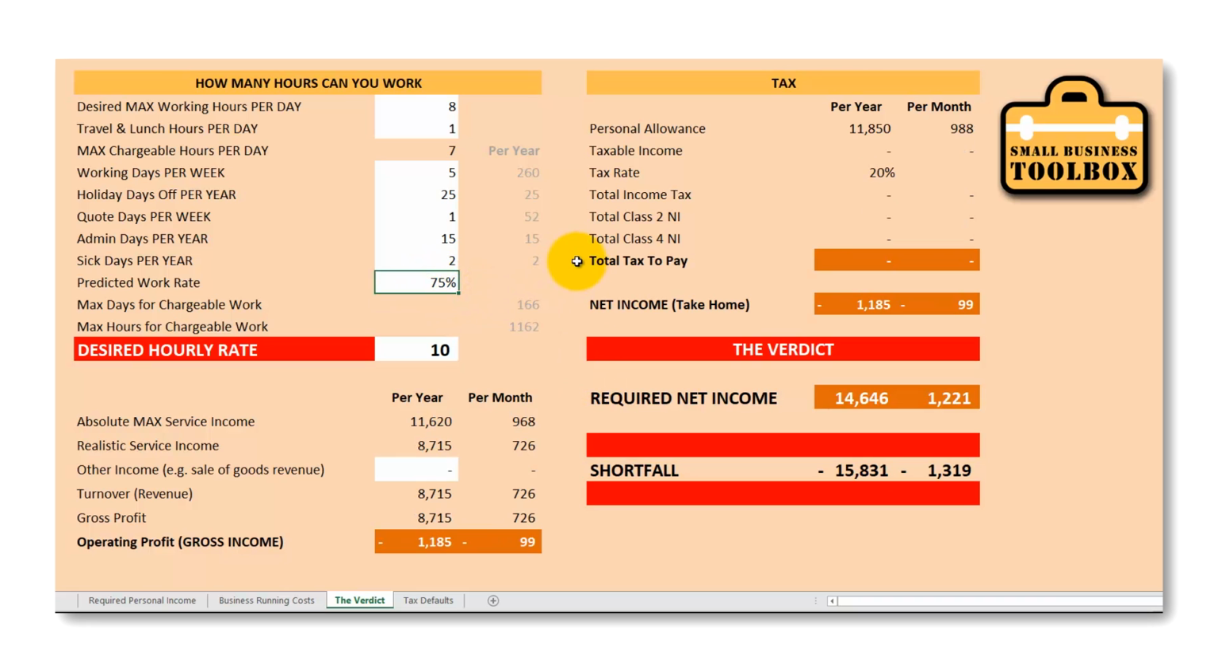And let's really, really optimistically say that you can work, we're not going to go past 8 hours a day because you'll burn yourself out. Let's say that you can do half an hour for lunch, and 20 days holiday a year. And let's say you're going to do half a day of quote time per week. And let's say we're going to take your admin days down to 10, sick days down to 1, and we'll put your work rate up to 80%, which is pretty optimistic.